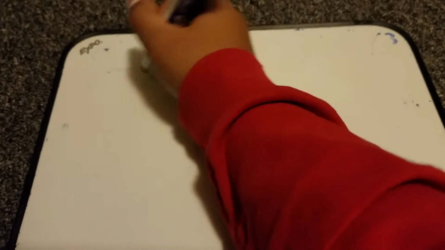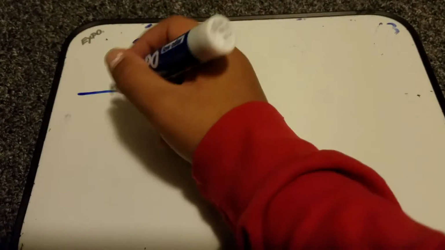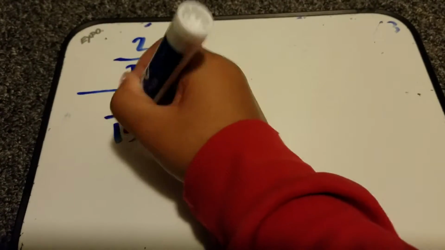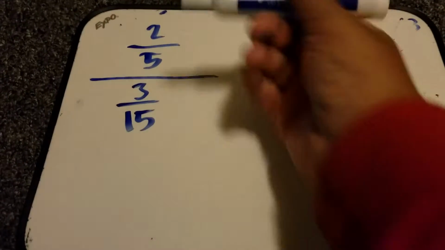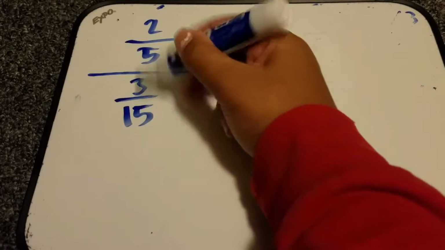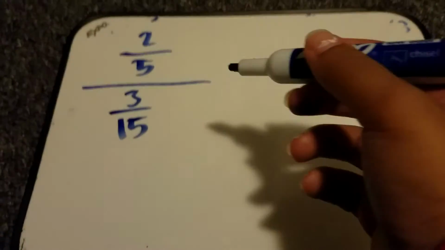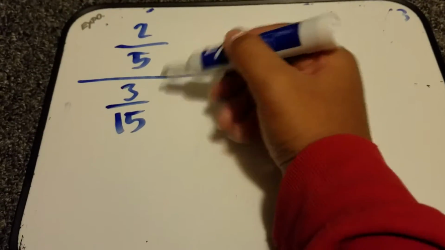Now for the last one, it's complex fractions. So, over 5, divide by 3 times 15. So just like with adding and subtracting, you would have to have the same denominator before you could divide them.